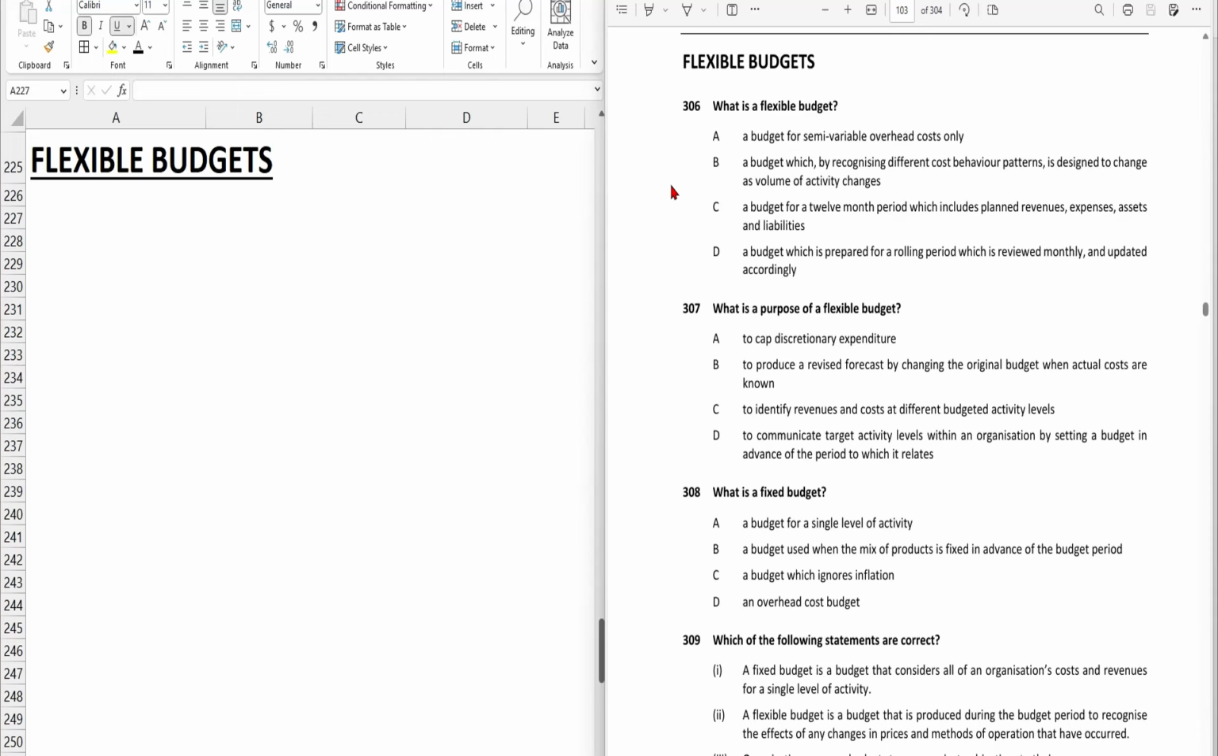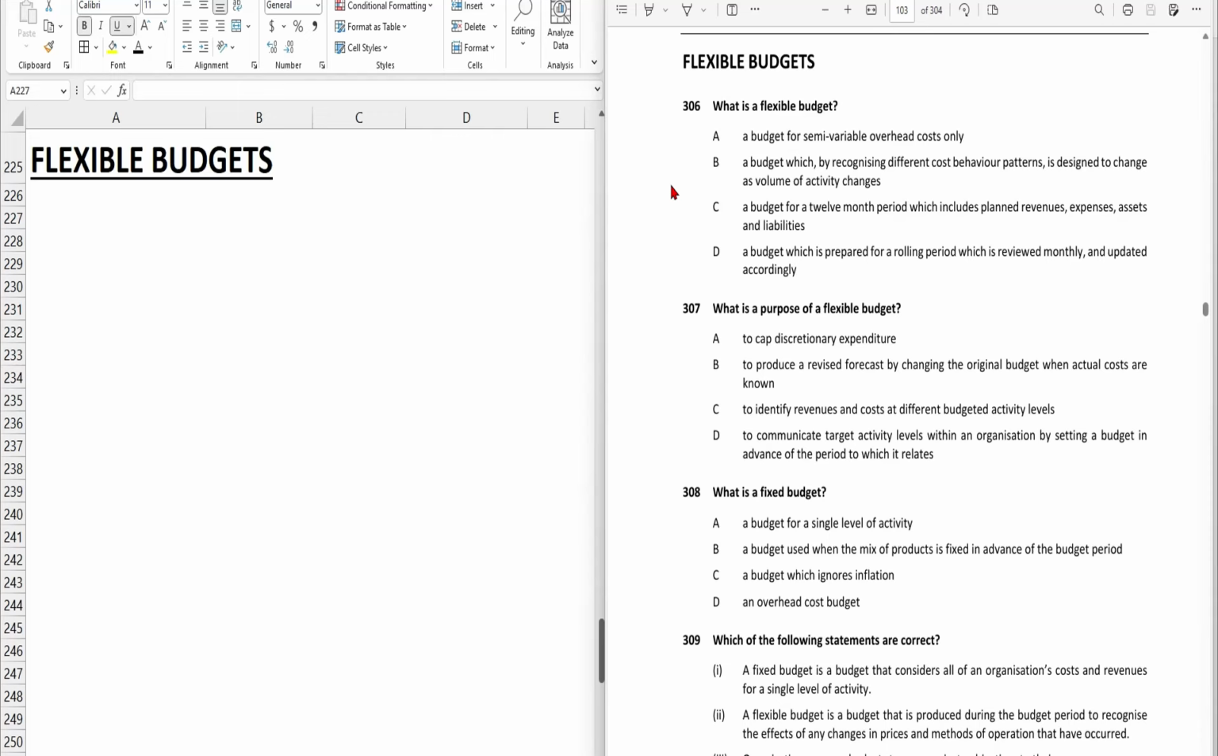The first option says a budget for the semi-variable cost only. Do you think in the flexible budget we only use the semi-variable cost? No, right. A flexible budget covers all types of costs like fixed and variable, not only semi-variable. So that's why it's incorrect.